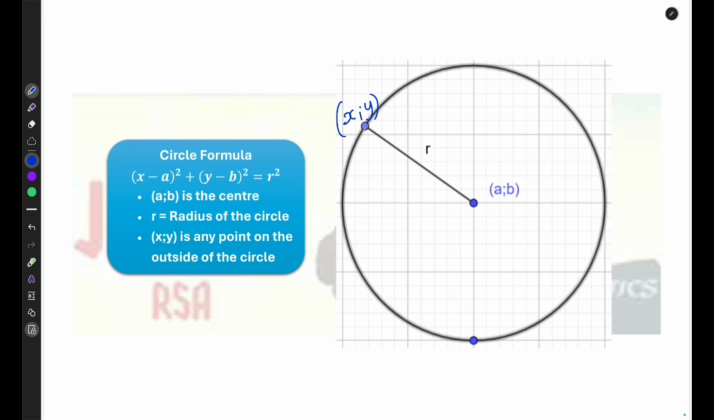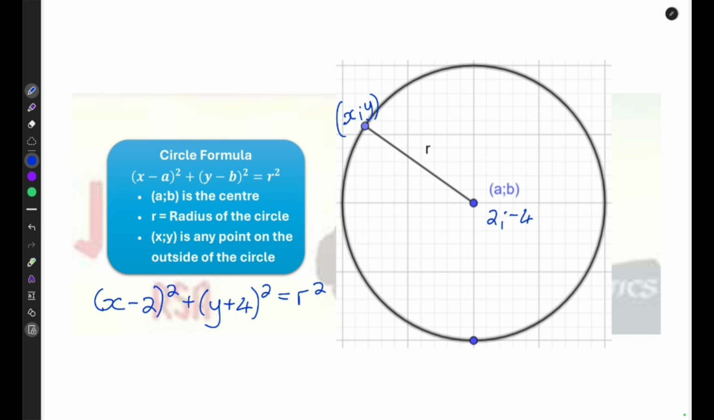Now you'll notice there's a minus in front of a and b. So if the circle has a midpoint of, let's say, 2 and minus 4, then in the equation it would be x minus 2 squared plus y plus 4 squared is equal to r squared. So it's always the opposite sign to what the picture says. That's it. If you remember that, then you can figure out the equation of any circle that they give you.